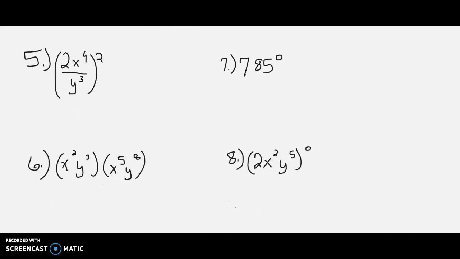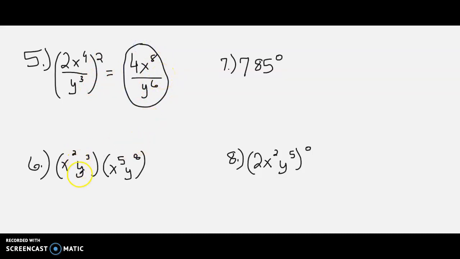Alright, a little bit more complicated on some of these. On number 5, everything is just getting squared. 2x to the fourth, y to the third. 2 squared is 4. And then on our exponents, 4 times 2 is 8, x to the eighth. 3 times 2 is 6, y to the sixth. 4x to the eighth in the numerator, y to the sixth in the denominator.